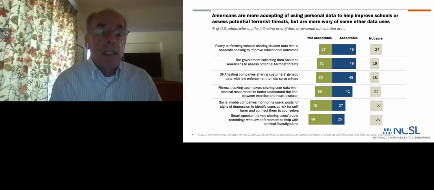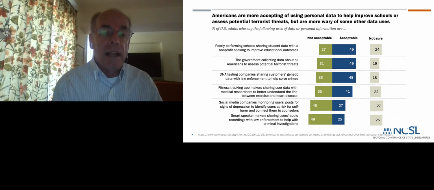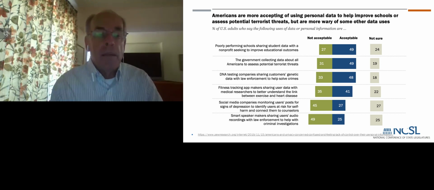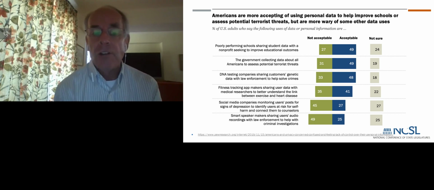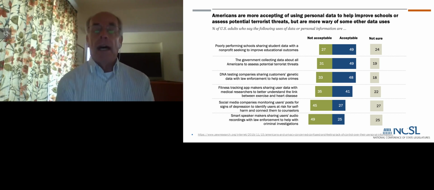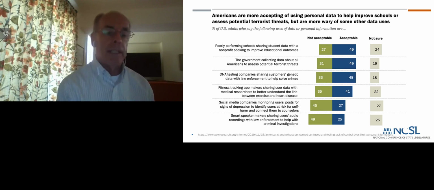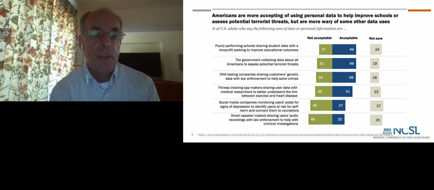they're not sure. Similarly, Americans are more comfortable than not with the idea of the government collecting data about Americans to assess potential terrorist threats. Similarly, DNA testing companies sharing their data with law enforcement authorities in order to solve crimes. But then things sort of change, and this speaks to the transactional and contingent nature of the way Americans think about privacy. They really want to evaluate the particular circumstances of data sharing or data analysis rather than saying, I want everything to be private or I want everything to be public. There are very nuanced views related to this.